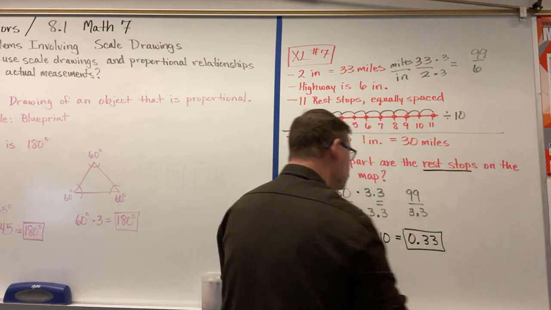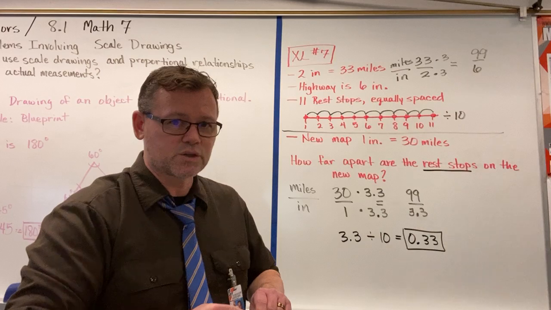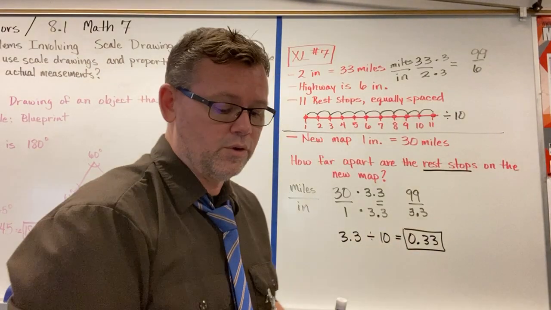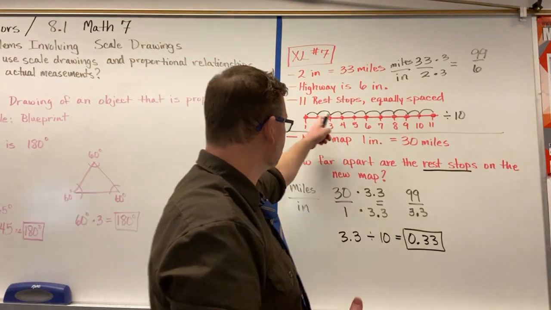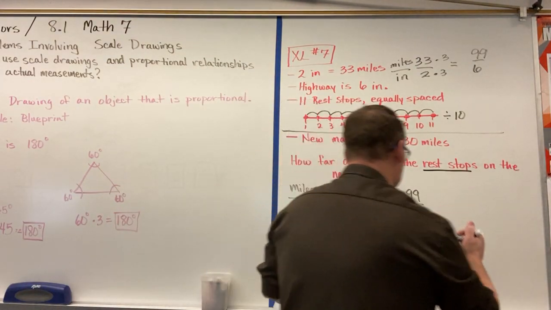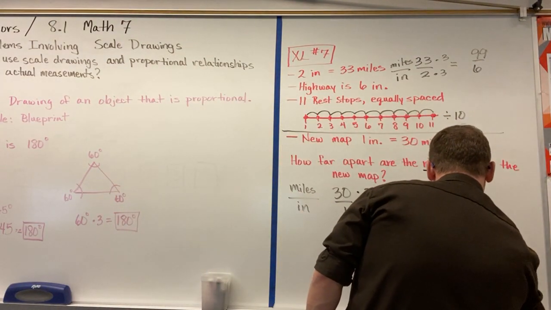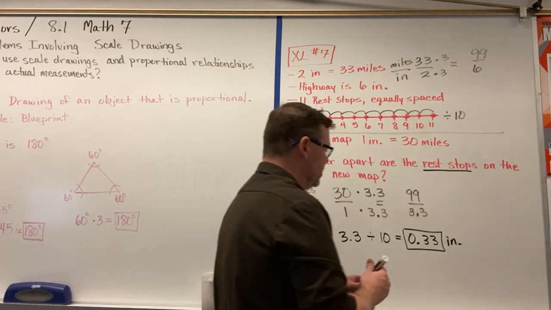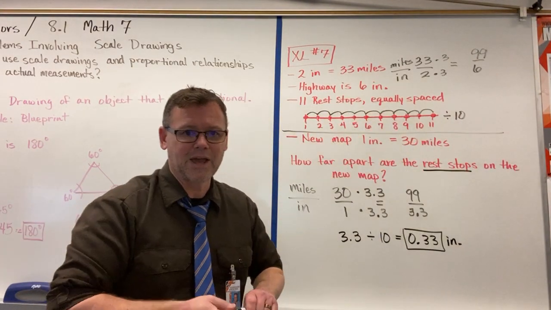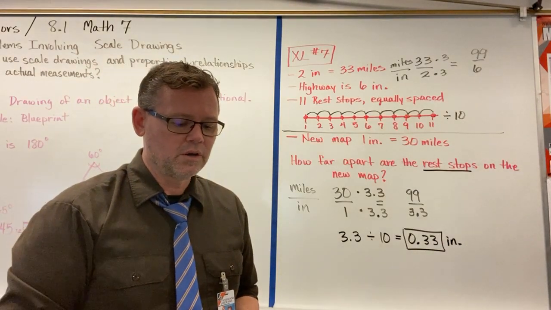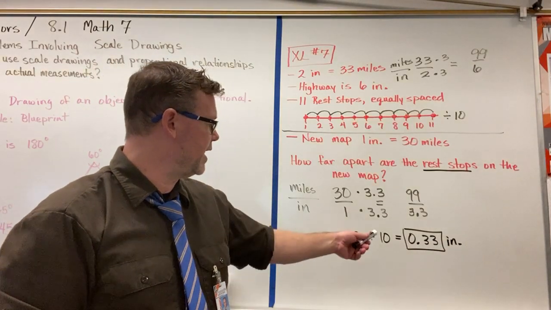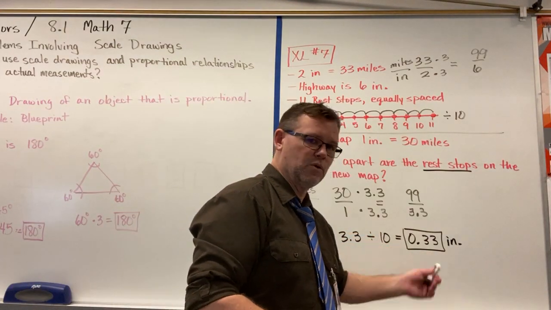In other words, if I'm doing the map, I have to measure that small and make sure that each of those rest stops are 0 and 33 hundredths of an inch apart. So in other words, a third of an inch, right? They have to be a third of an inch apart. And that's what they're looking for in that answer. They want the decimal. Okay, guys?